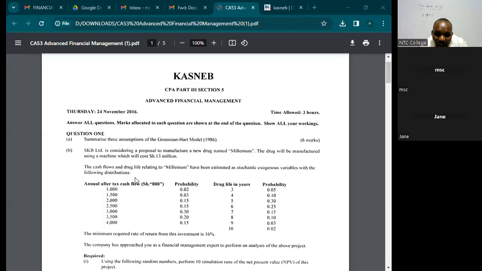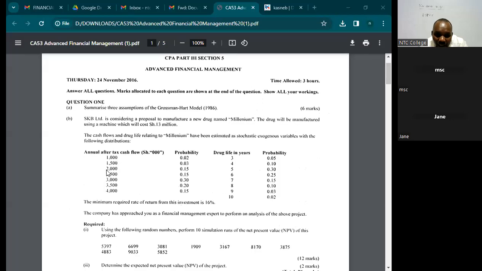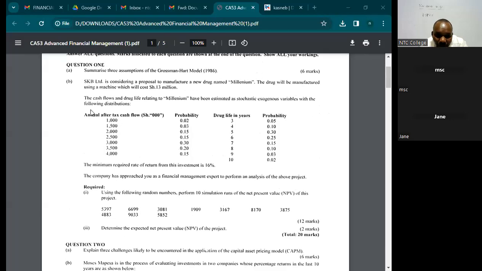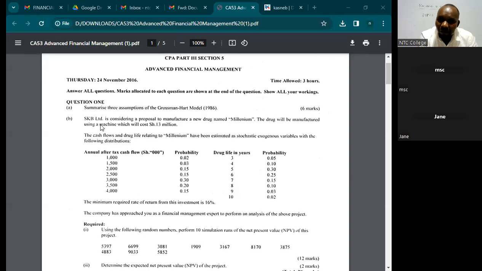The question says it is 2016 question number 1B. Listen very carefully so that we can know where are the costs, where are the revenues, where are the initial investment. Those are the things that we shall be looking for when we are talking about NPV.